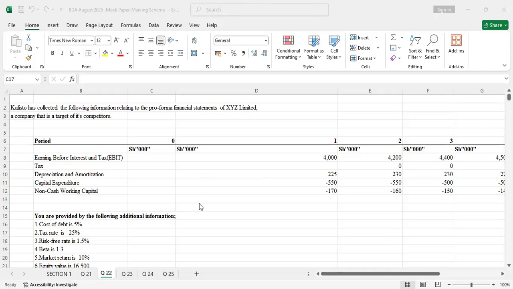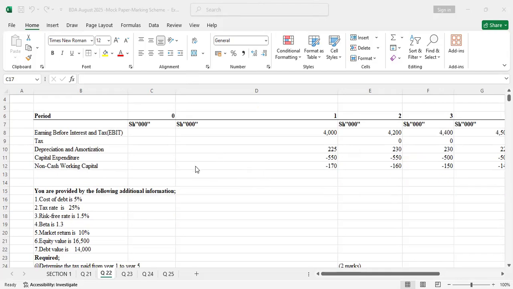So we'll continue with the revision, and today we'll do question 22 for the August 2025 mock. Yeah, so I'll read the question. Callisto has collected the following information relating to the pro forma financial statements of XYZ Limited, a company that is a target of its competitors.